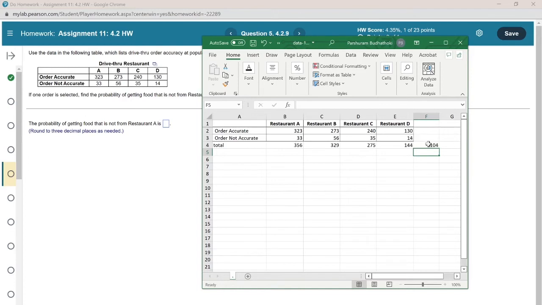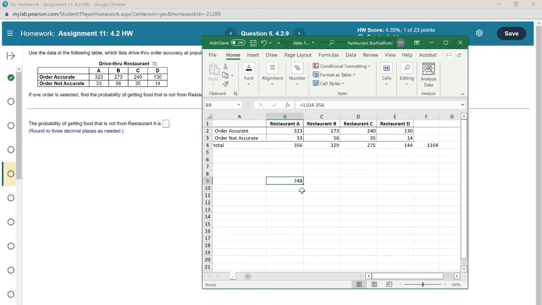So out of 1104, 356 are from restaurant A. So what is the number from other restaurants? If I subtract 356 from 1104, I get 748. So if you select one order randomly, there are 748 possibilities which are not from restaurant A.